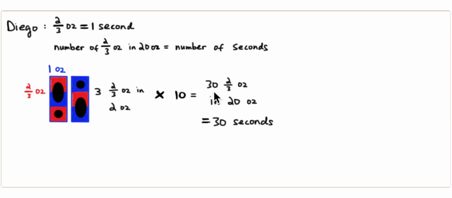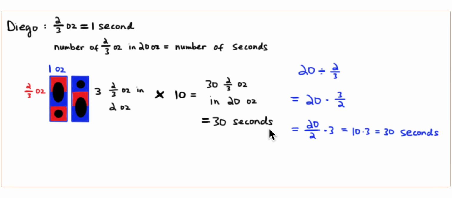So that 30 2/3 ounces is 30 seconds. So it takes Diego 30 seconds to drink his drink. So he drinks his drink faster than Lynn drinks her drink. She takes 48 seconds. So the math can look like this: 20 divided by 2/3.